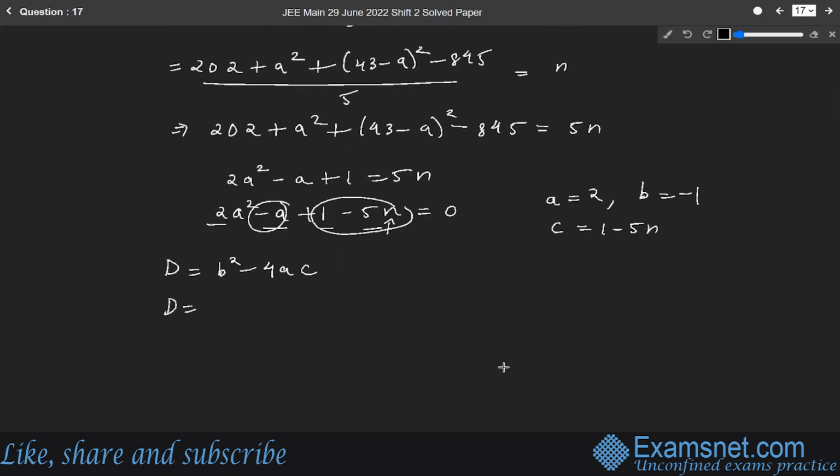So D will be equal to b square. What is b? Minus 1. So minus 1 square minus 4 into a into c. What is a? 2. And c is 1 minus 5n. Now let us solve it.